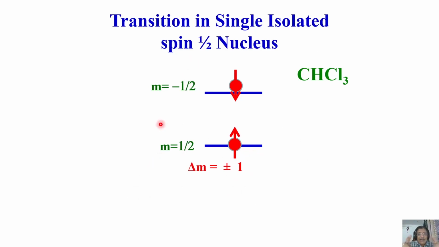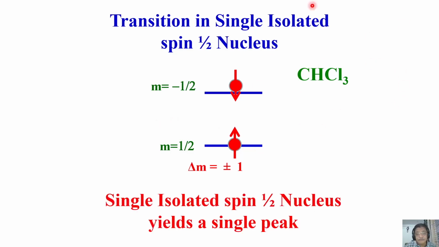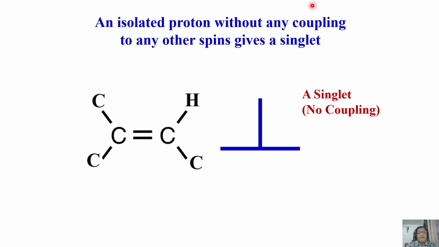So this is analogous to a single, uncoupled spin system, in which case you get only a single transition. An isolated spin half always gives a single peak. This is a classical example I will give you. Take an isolated proton without any coupling to any other spins. Take a molecule like this, a hypothetical molecule I have generated.